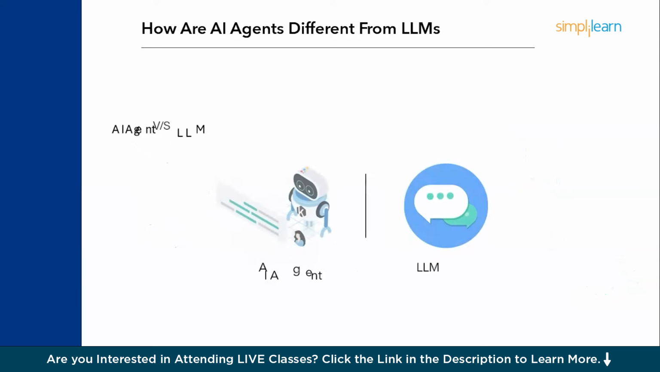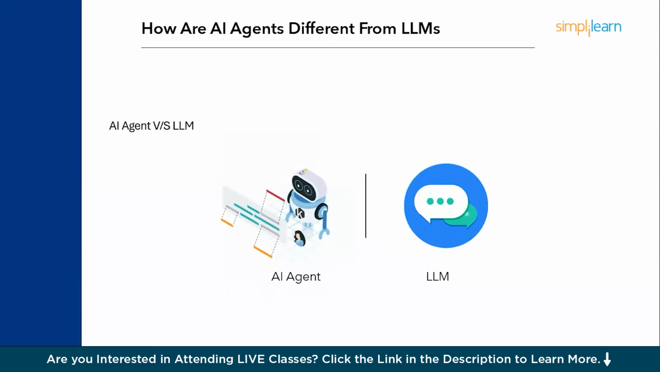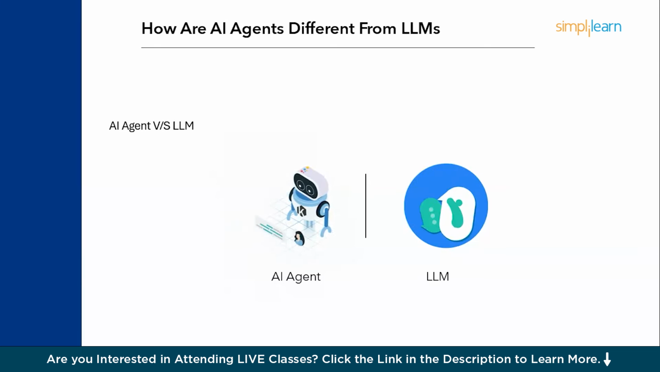Now, for example, if you ask an LLM about a sports match that happened yesterday, it may not have updated knowledge. While on the other hand, AI agents can fetch live data from the web, databases, or APIs to provide an accurate answer. This is how they behave and perform.